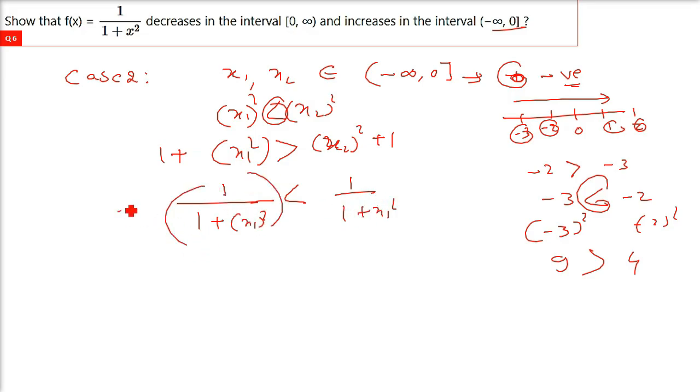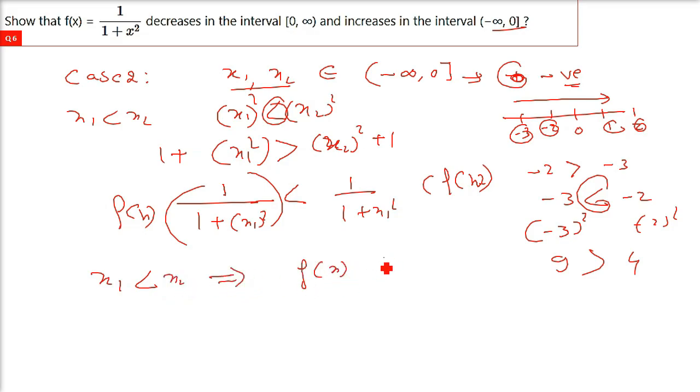What is this one? This is x1. What is this 2? f(x2). And these are the function. So we started with x1 is less than x2, and then x1 is less than x2 implies that f(x1) is less than f(x2). So the point is that you are going uphill. You are going up. So you are getting an increasing function in negative infinity to 0.